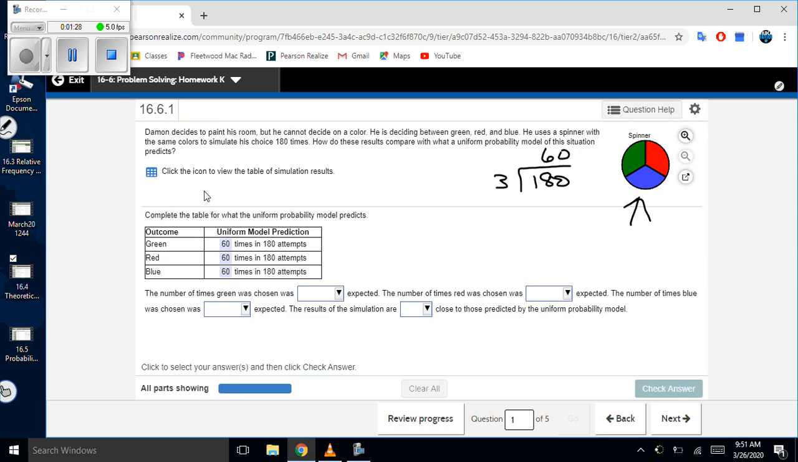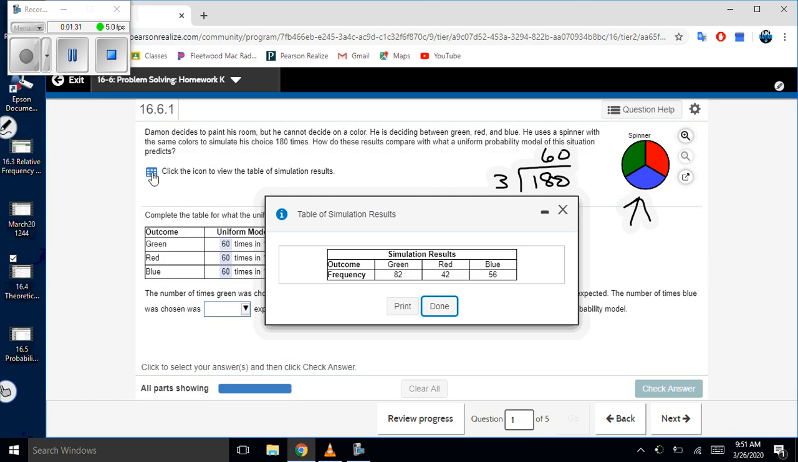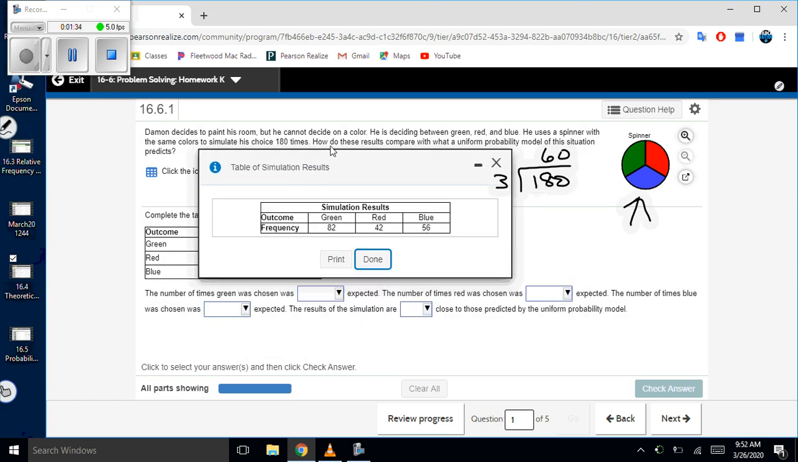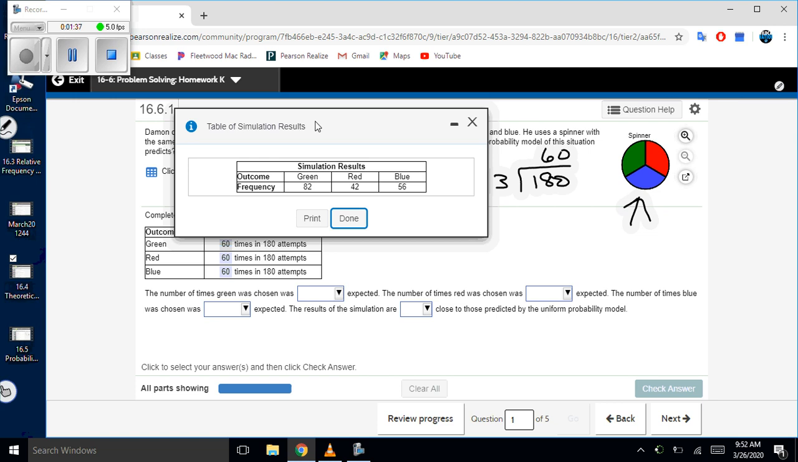Then it goes on to say, hey, if you click this icon up here, you're going to find out exactly, based upon a simulation that they ran, what actually did happen. So the number of times green was chosen was what? 82 in the simulation. It was only supposed to happen 60 times. So the number of times it was chosen was greater than the 60 that was expected. Number of times red was chosen was only 42, which is far different than the 60 it was supposed to. That would be less than. And the number of times blue was chosen was about 56, and obviously 56 is also less than what was expected.